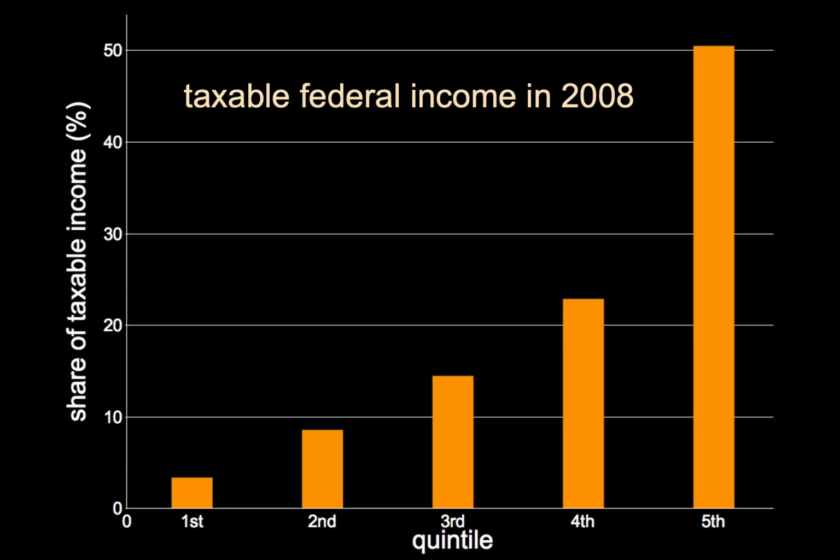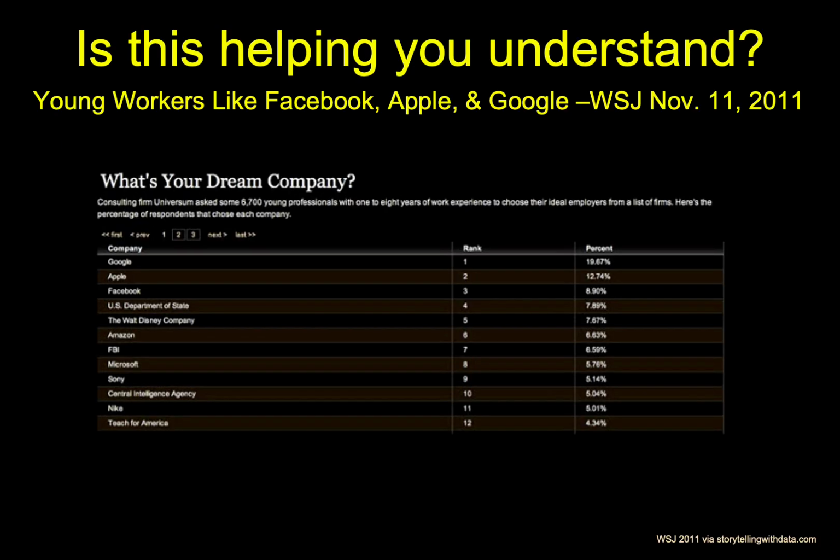Cool. Okay, good. How about this one? So here is young workers at Facebook, Apple, and Google. Is this easy to understand? Is this easy to read? It's a little small, right? But even if it wasn't quite so small, okay, let me look at that. Whatever, I mean, there is data there.